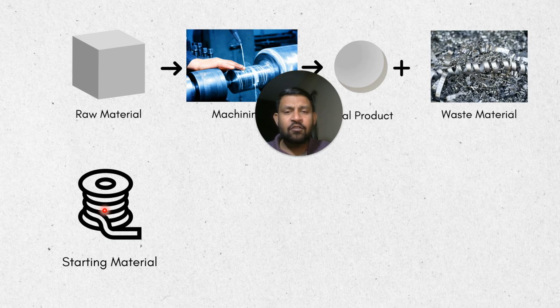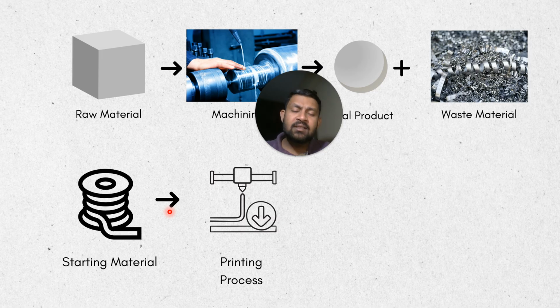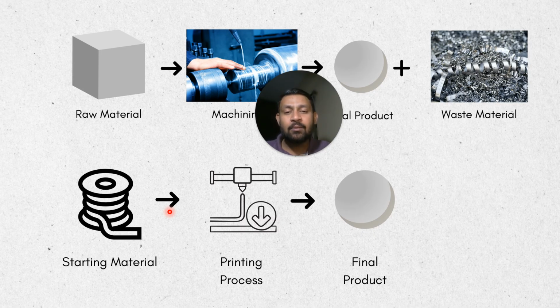spool of material, wire of material, or material can be in powdered form. Both inputs are possible; it depends on the process. Based on the process, the input material is decided. Then we start the printing process using that input raw material. Once the printing process is done, that means that the material is added layer by layer, then we reach the final product, the desired shape that we wanted to create.